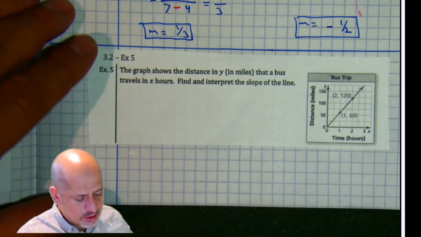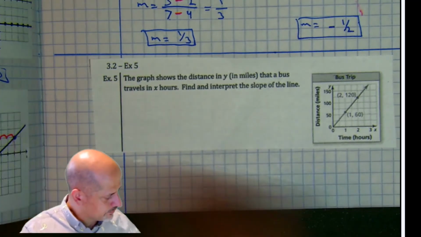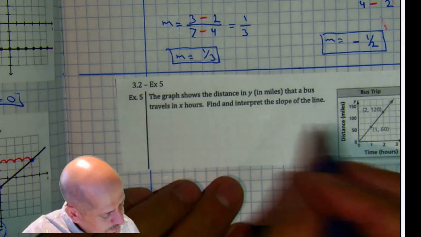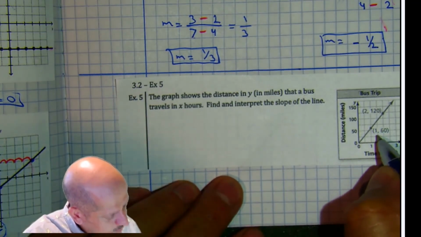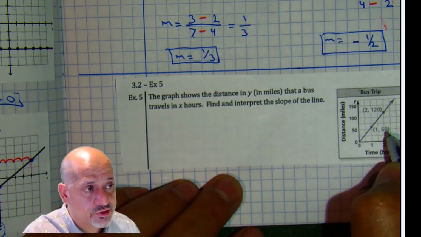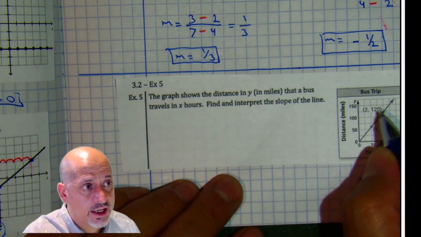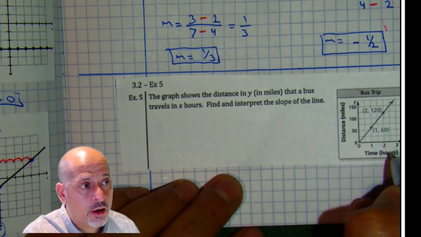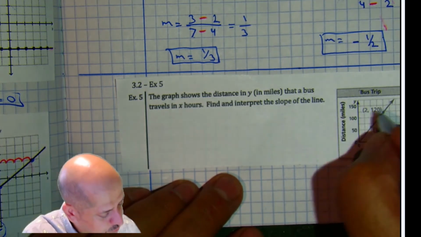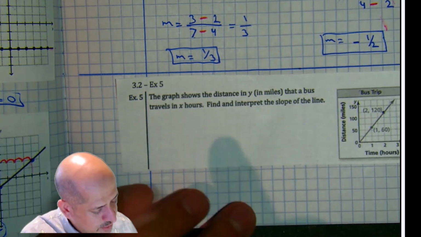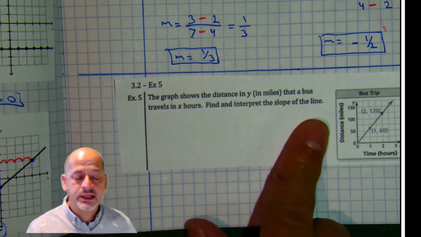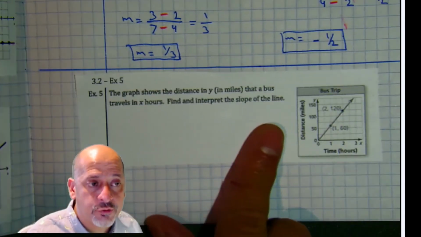So that means if we look at the graph carefully, in this case, this is your x is 1. That means after 1 hour, it travels 60 miles. This is your x. That means after 2 hours, y is 120 miles. So each point corresponds to that information. Find and interpret the slope of the line. So one of the things that you have to remember is that your slope is the rate of change.